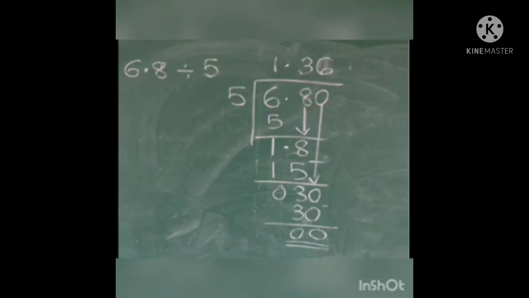So in the earlier case I was having a remainder 3. When I added this 0, I wrote this 0 down. So I got 30, where 5 is a factor of 30. So 6 into 5 is 30. So I got a remainder 0.